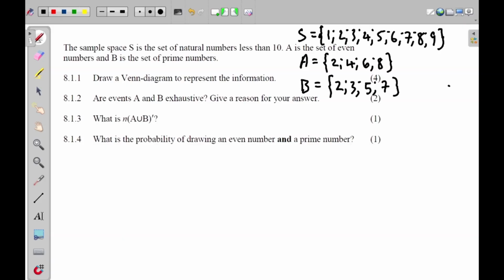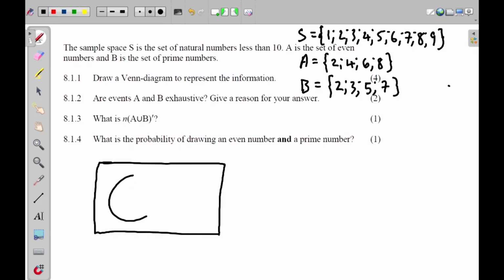So time to set up a Venn diagram. Let's do that. That is question 8.1.1. Okay. Looking at sets A and B, I can see already that 2 appears in both. So these events are not mutually exclusive. They are inclusive. So there is something in common, and that is the element 2. Then I will label clearly that on the left I've got event A, on the right I've got event B, and that the box, the entire box, is the sample space.